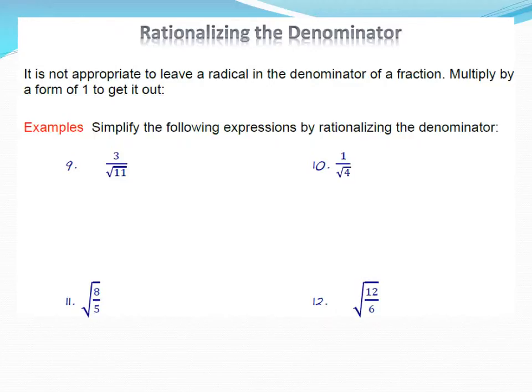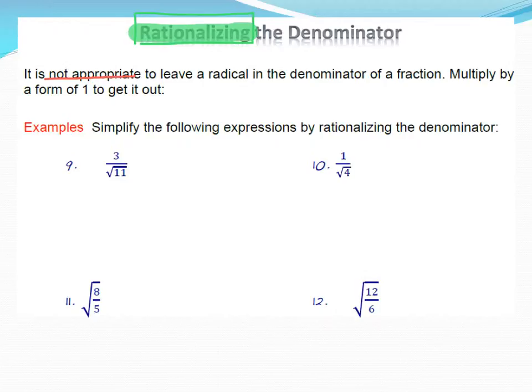The next thing we're going to talk about is something that's a little tricky, and it's called rationalizing the denominator. Okay, rationalizing the denominator, what does this mean? Well, when we rationalize the denominator, what this means is that we do not want a radical in the denominator. It is not necessary. It says up here it's not appropriate. We don't want to do this. Okay, so you see in example 9 how we have radical 11 in the denominator of this fraction. We do not want a radical 11 there.